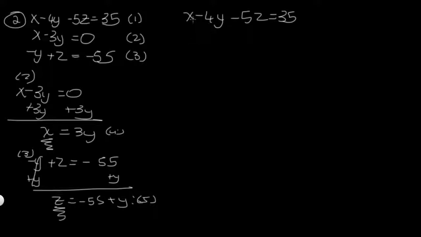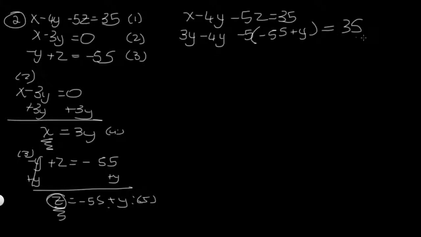So, did I solve for x? Yes. x is the same thing as saying 3y. And then here I solved for z. So I'm just going to drop this in for y. Minus 5 times z. z is the same thing as saying negative 55 plus y. And this equals 35. Look at that. The only variable we have here is y. That's why we do that. So you pick one where you isolate one variable and then you isolate another variable and then you go back and plug it into the third equation, so you only have one variable.